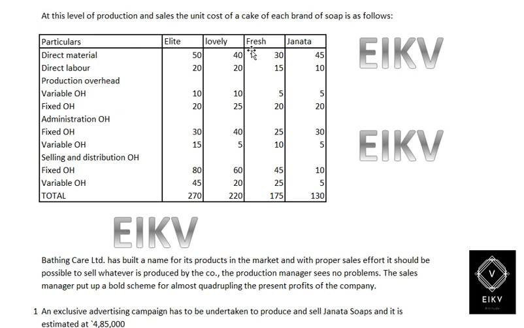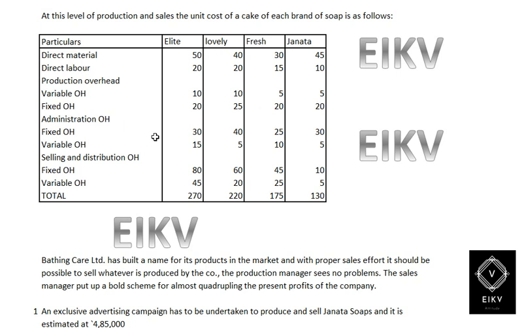Particulars: Elite, Lovely, Fresh and Janta. Direct material 50, 40, 30 and 45. These prices are given in paisa, right? Yes. Then direct labor 0.2, 0.2, 0.15 and 0.1. Production overhead includes variable overhead and fixed overhead. Variable overhead is 0.1, 0.1, 0.5 and 5 paisa. Then fixed overhead 0.2, 0.25, 0.2, 0.2.